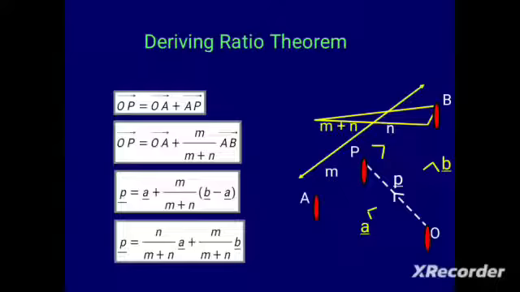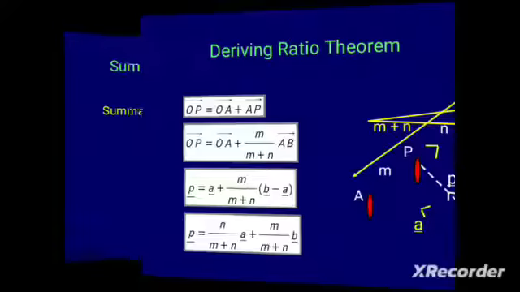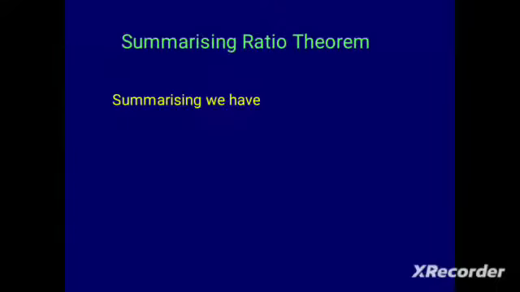If you open the bracket and simplify, then you will get vector P is given as N over M plus N of vector A plus M over M plus N of vector B. So this is the ratio theorem, and in our next question, we are going to use the ratio theorem to be able to solve for the point which is going to bisect the main line.